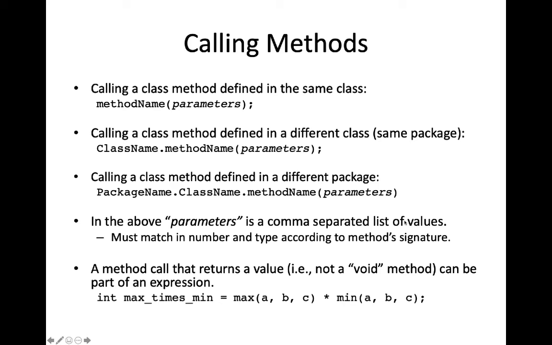And the last point down here below is that you can use calling a method as part of an expression if it returns a value, and then use that value as the value of that part of the expression, right? With the caveat that a void method cannot be part of an expression because it doesn't produce a value.